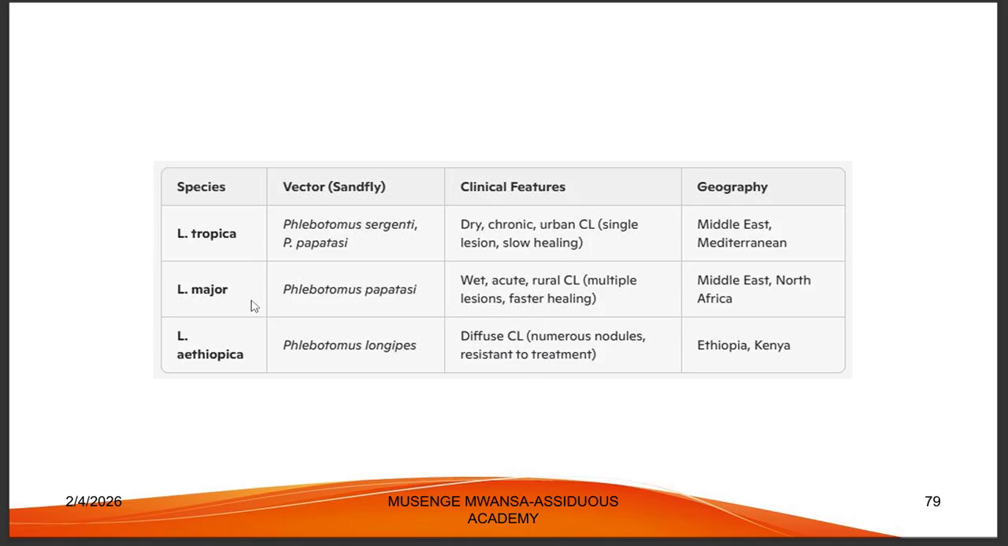Okay, the L. major will cause a wet acute rural type of leishmaniasis. This one is wet, meaning that it looks soft like that, so it has been infected. And then it is acute, meaning that the ulcer starts within a small period of time. The L. tropica will cause a dry ulcer, which is usually chronic, like after a long period of time. Okay.